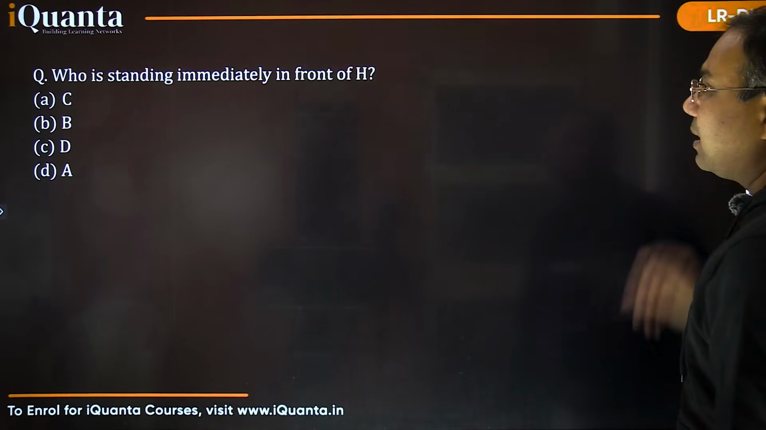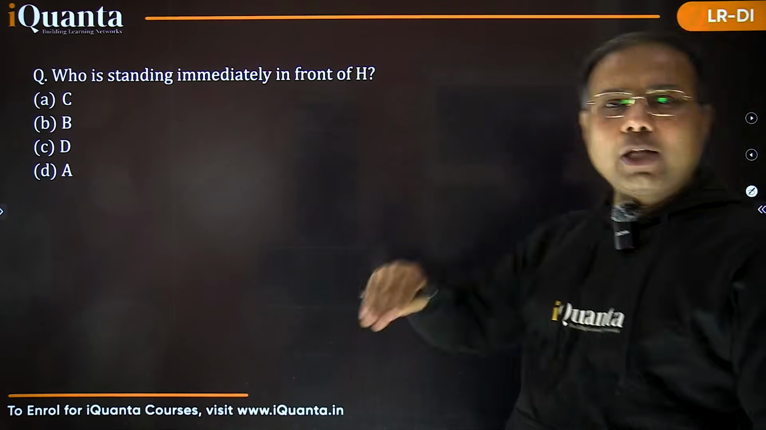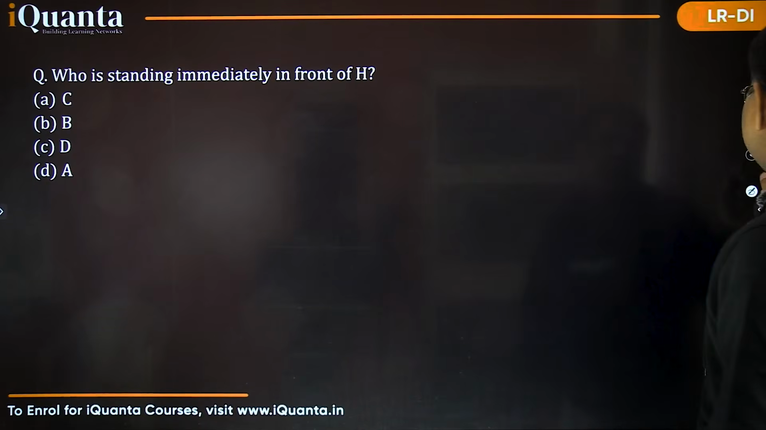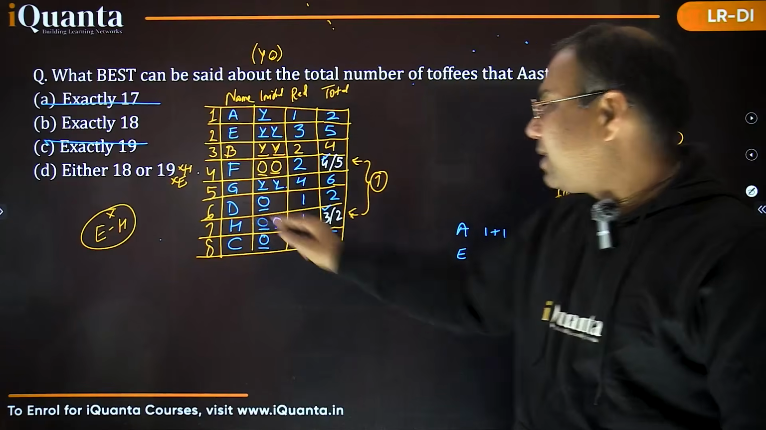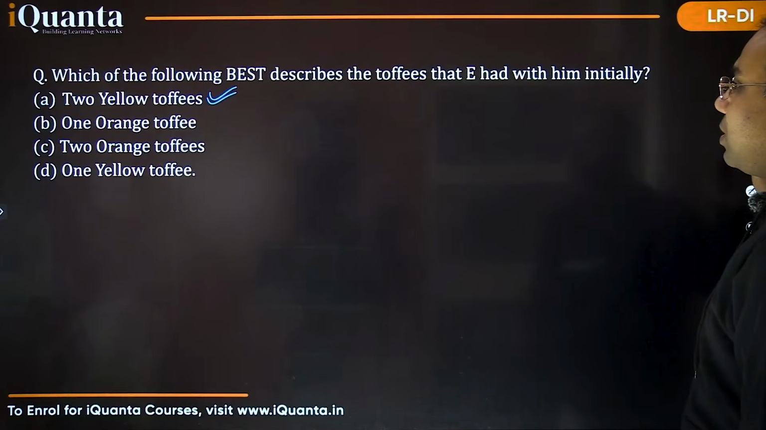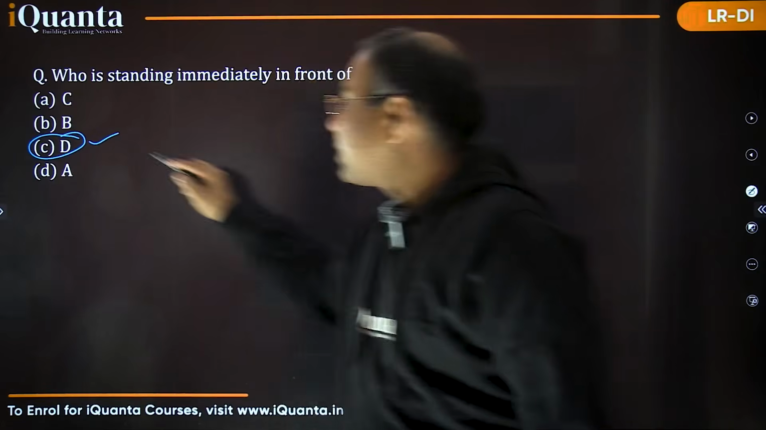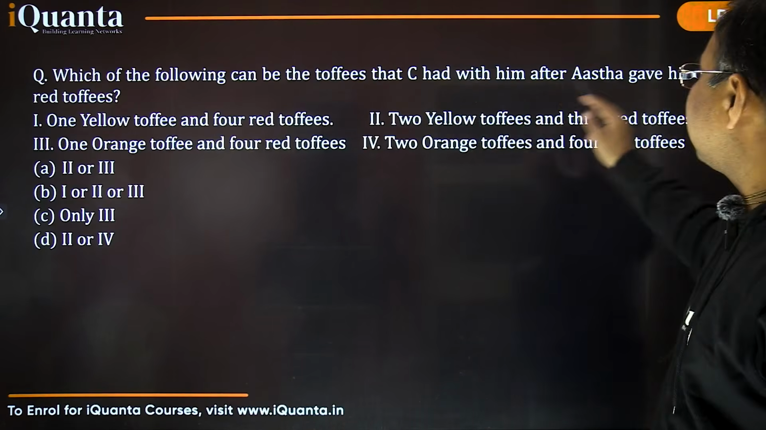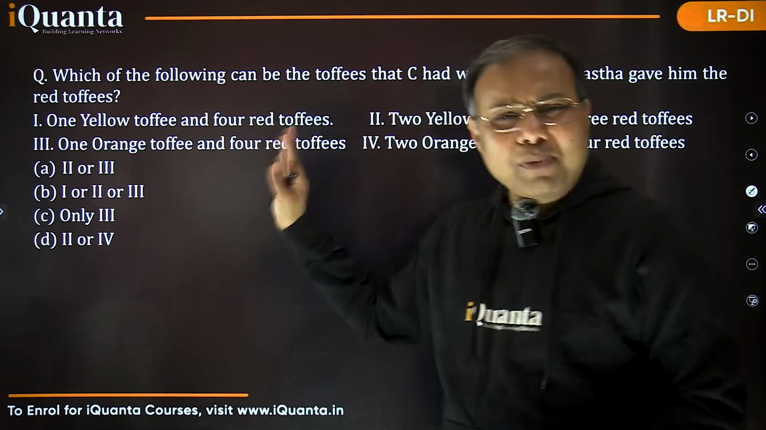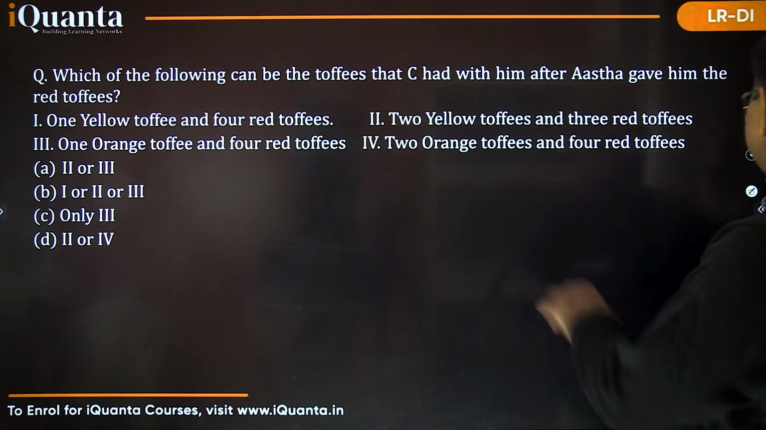Okay, moving further. Who is standing immediately in front of H? H के तुरंत पहले कौन है? So it is certainly D, right? We can see here it is certainly D. So for the third question, answer must be option C. That is D. ठीक है? Let's move further. Which of the following can be the trophies that C had? So again, we can have multiples. So I'm not seeing this question. Leave that. Should we check? I don't wish to do it right now.